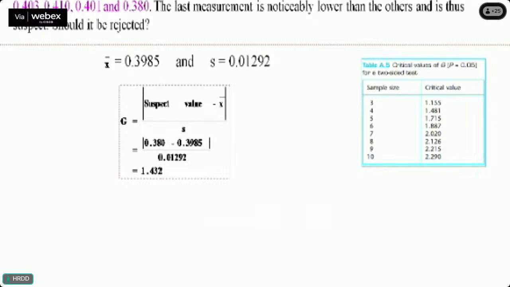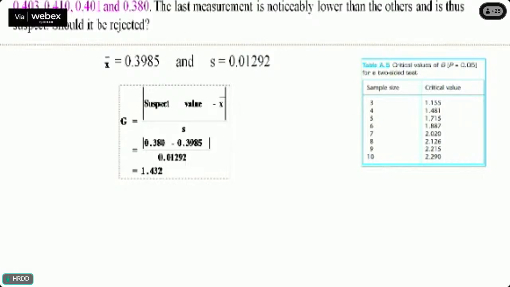Which one? We should look both at the table as well as the value. First, you have to calculate the value of G. Then you should know how many data points you have. Now we have 4 data points.